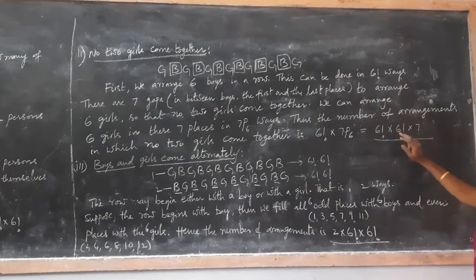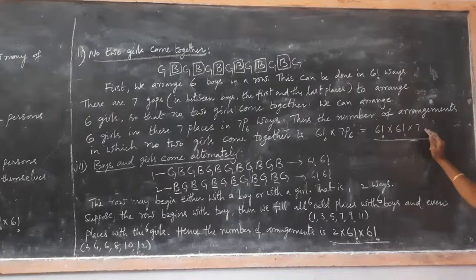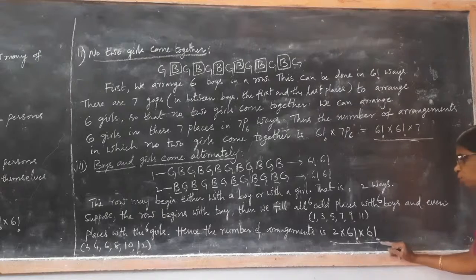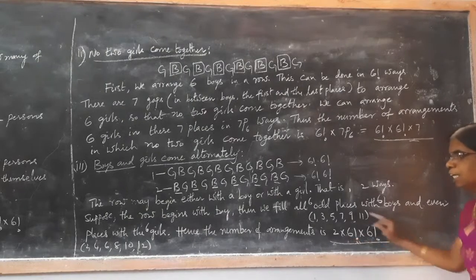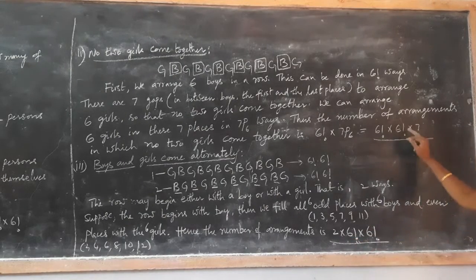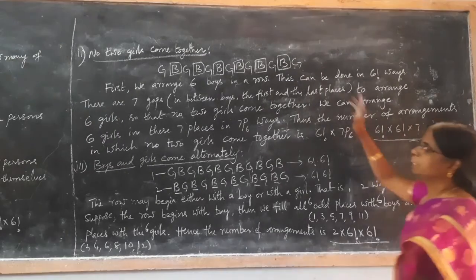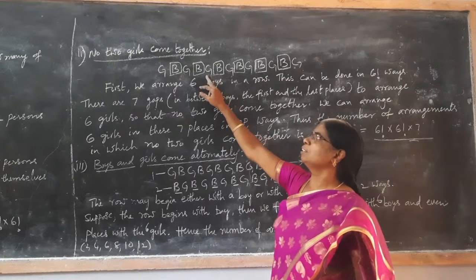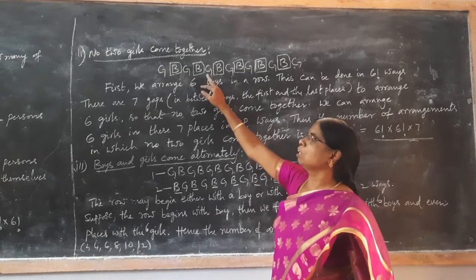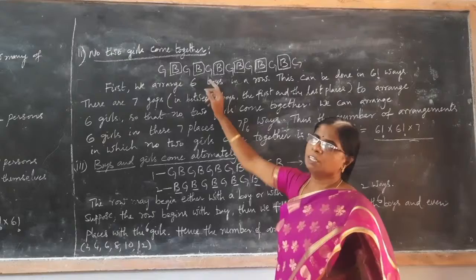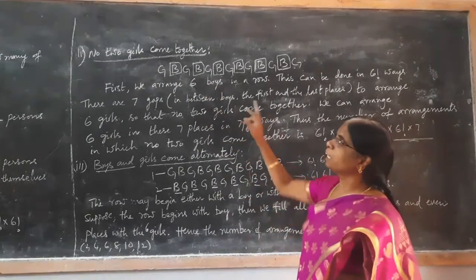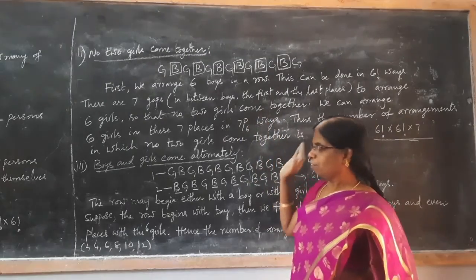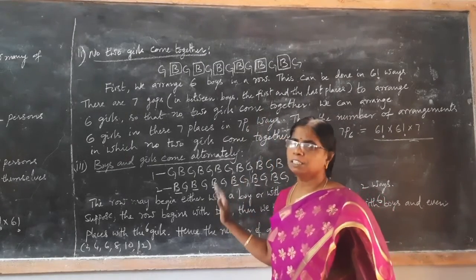So 6 factorial into 6 factorial into 7 comes. Here, though, it is 6 factorial into 6 factorial into 2. So these arrangements are fewer than this, because, let me explain here: 2 girls come together, 2 boys come together, such arrangements are counted here. That's why they are more in number, whereas here boys and girls come alternately.